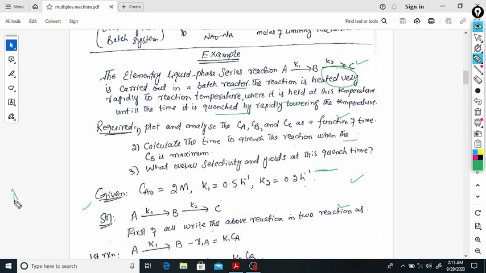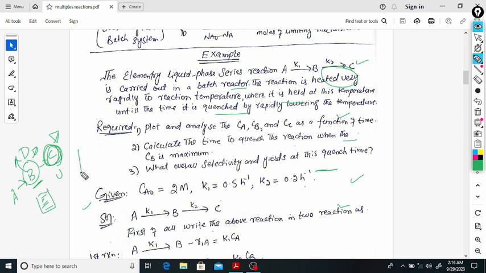So there is an elementary reaction in which A is converting into B while B is converting into C. When the concentration of B is increased, at that time we will decrease the temperature of the reactor in order to decrease the concentration of C. We do not want C because this is the undesirable product and B is our desirable product. So once the concentration of B has increased, we will quench, decreasing the temperature of the reactor in order to preserve the concentration of B. The required information is a plot and analysis of the concentration of A, B, and C as a function of time.